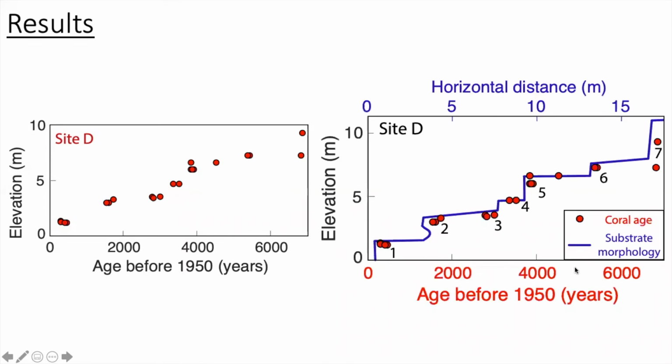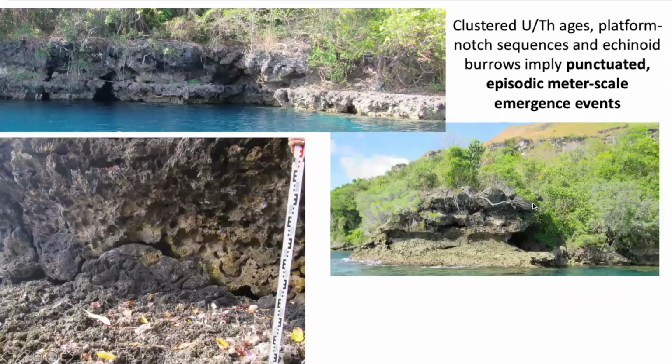One way to look at this a little more clearly is to also schematically plot in the substrate morphology, or the platform morphology, which you see here in the blue line. So now we're approximating the horizontal distance from the coastline and also plotting that relative to elevation. And so we can see that the corals from similar platforms yield similar ages, which are clustered in both space and time, suggesting that these platforms were uplifted episodically in individual uplift events.